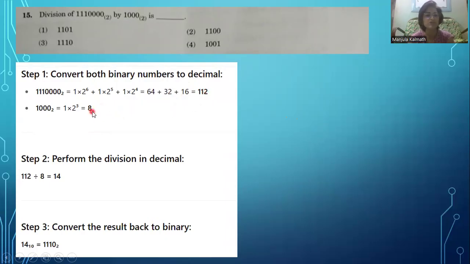The second number will also be converted to a decimal number. Now we have to divide that 112 with 8. Here the answer will be 14. This 14 we have to convert into binary once again, dividing by 2 and noting down the remainders. It will be 1110. That is equal to the third option. So the correct answer for this one is the third one.